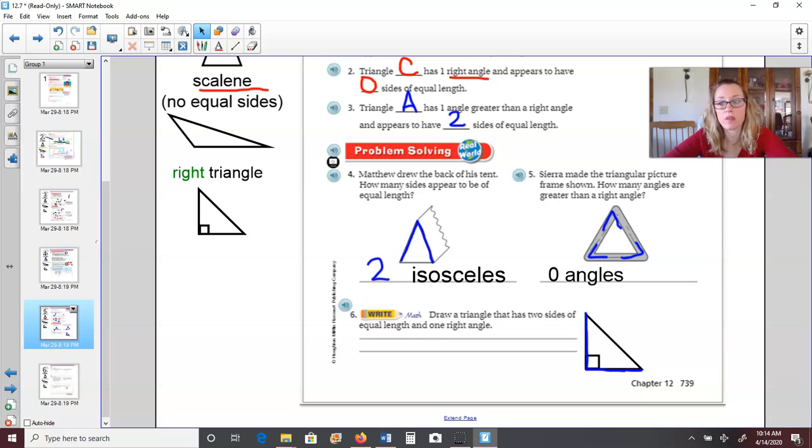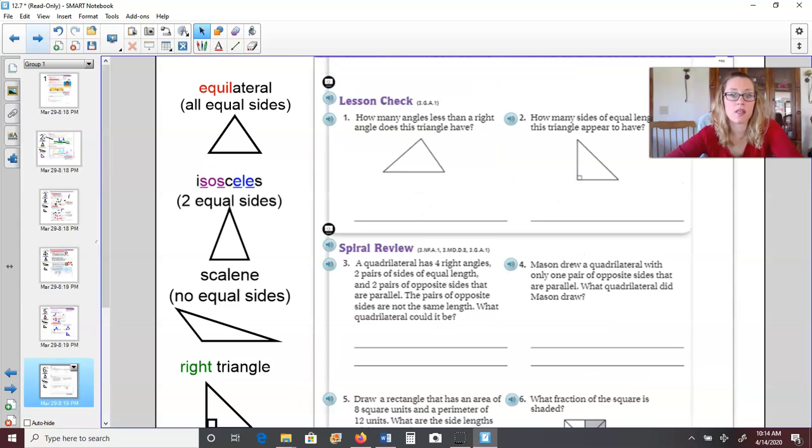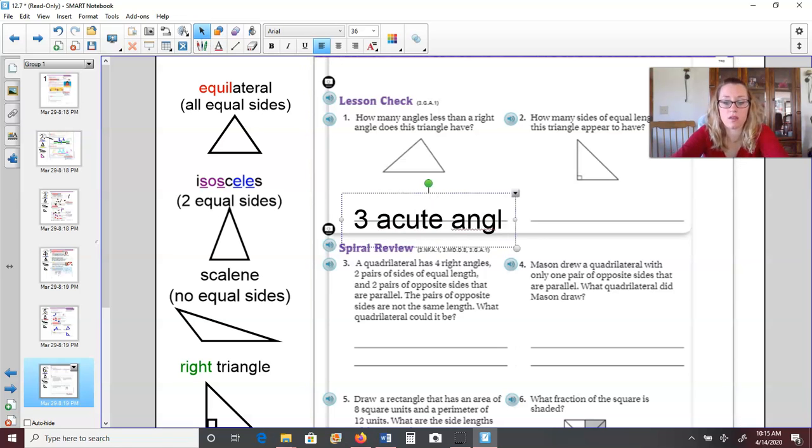So this triangle would be isosceles because it has two equal sides, but also a right triangle. All right, cruising on to the last page here, lesson check. How many angles less than a right angle does this triangle have? So remember, less than a right angle, it's so teeny tiny, it's pinching in. Acute, how many do you see? I see 3 acute angles.